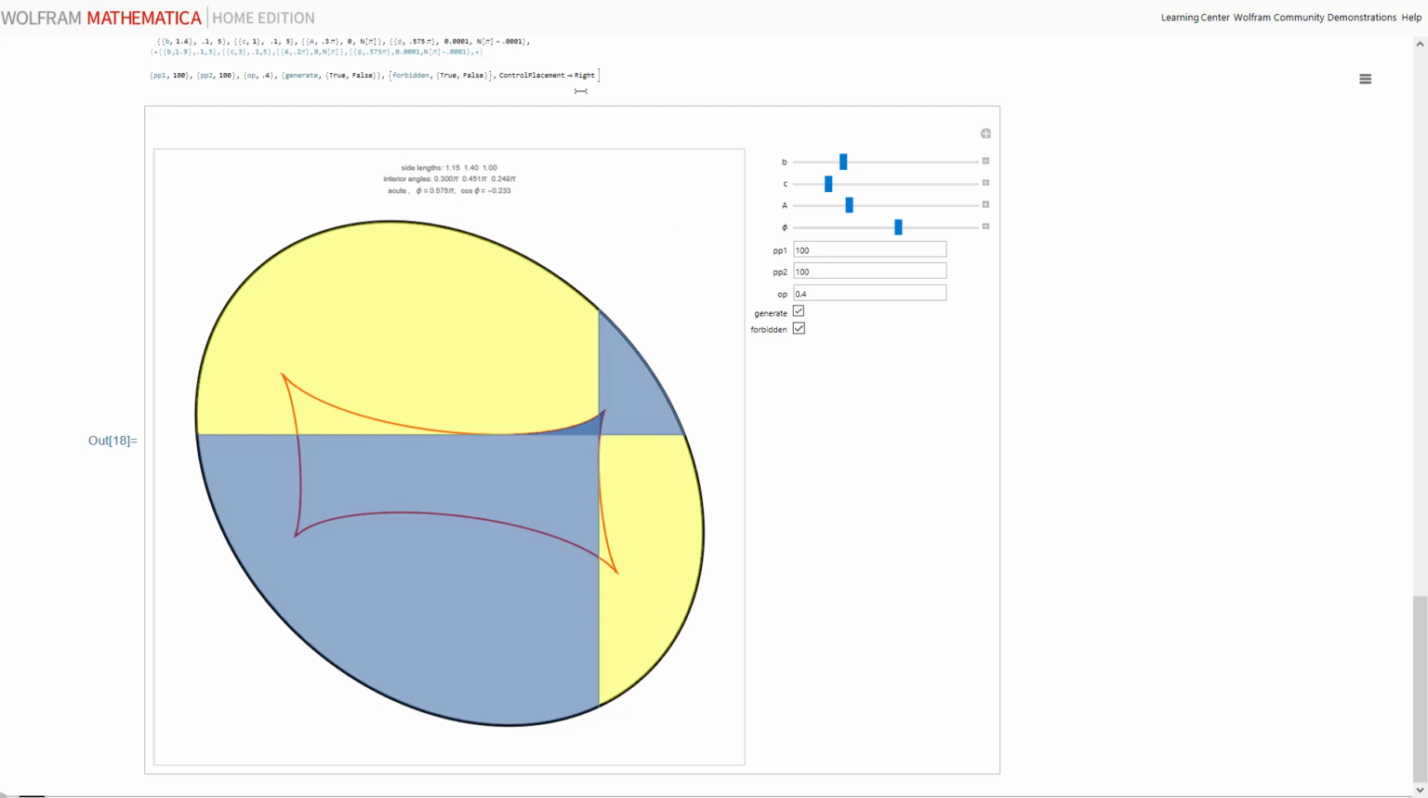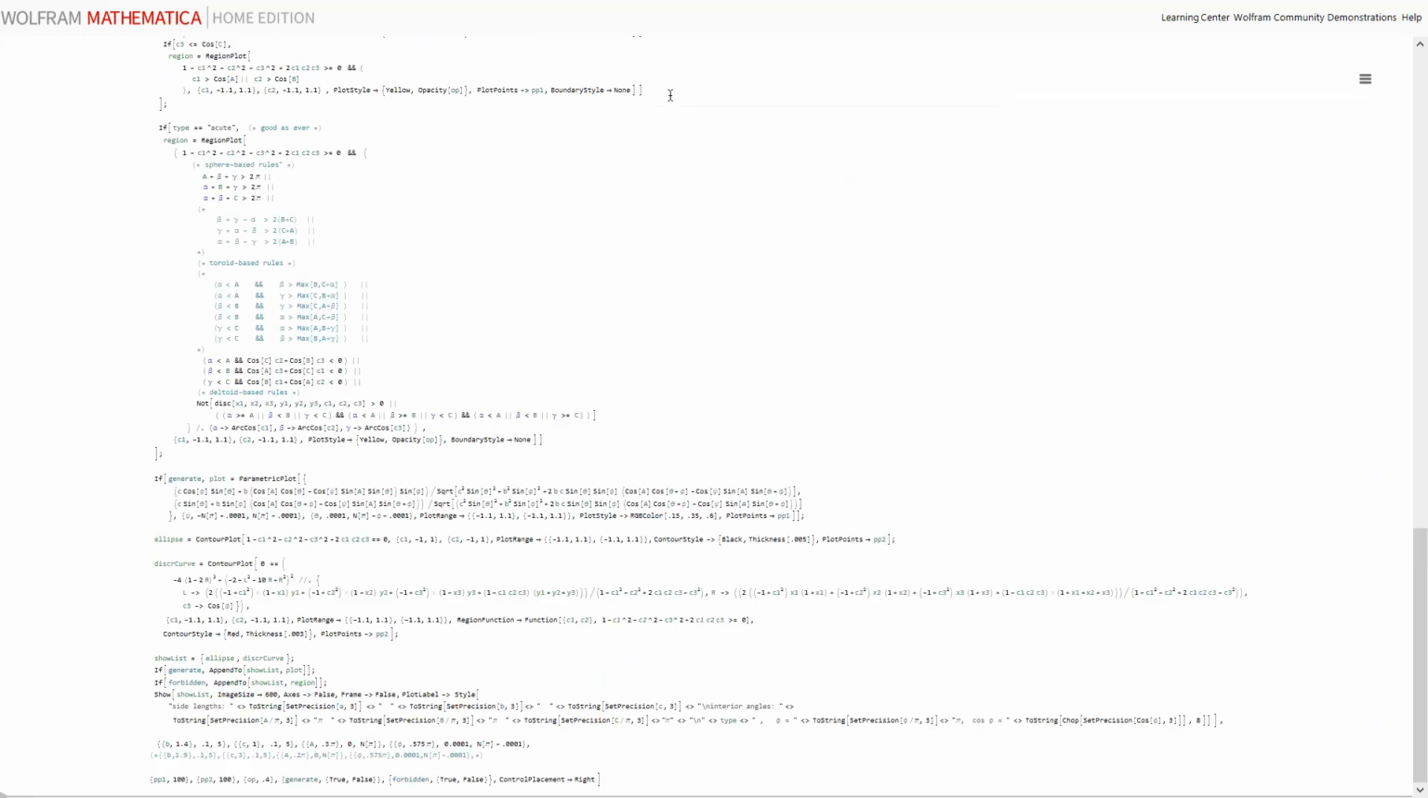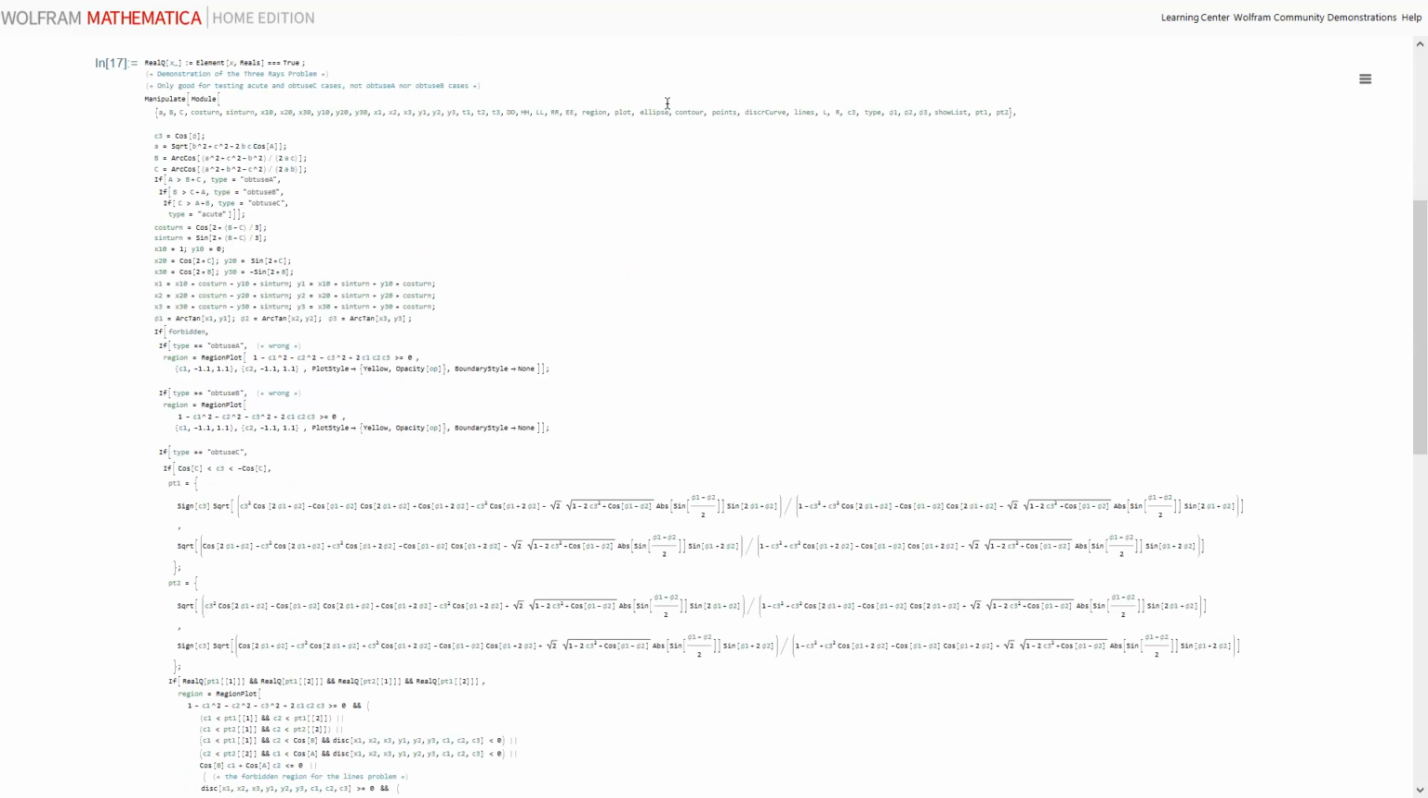I could get an obtuse triangle by using these sliders again, but I choose not to. I'm going to go instead to, come on.